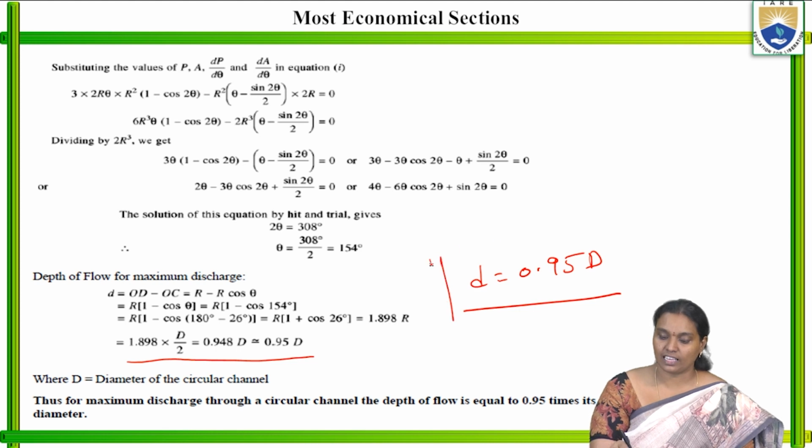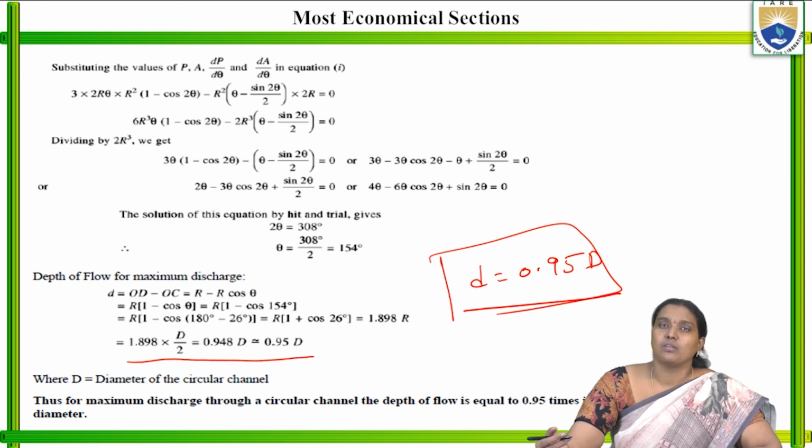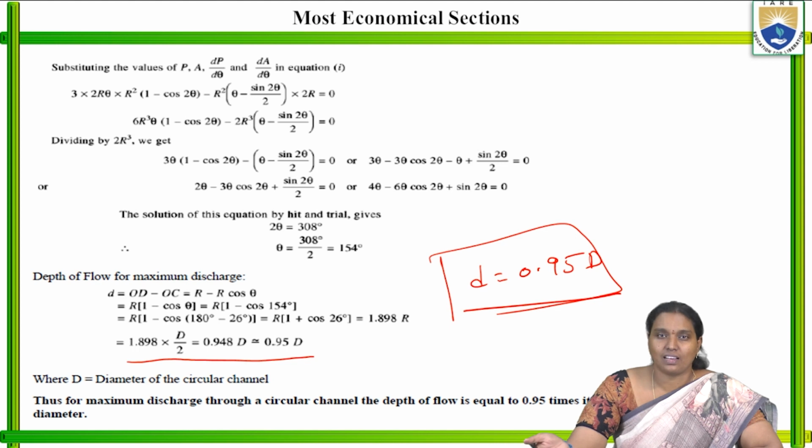These are the conditions we get for the most economical channel sections. These are the three major sections we have: the first is the rectangular channel, the second is the trapezoidal channel, and the third is the circular channel. Each has its own conditions for getting the economical sections.